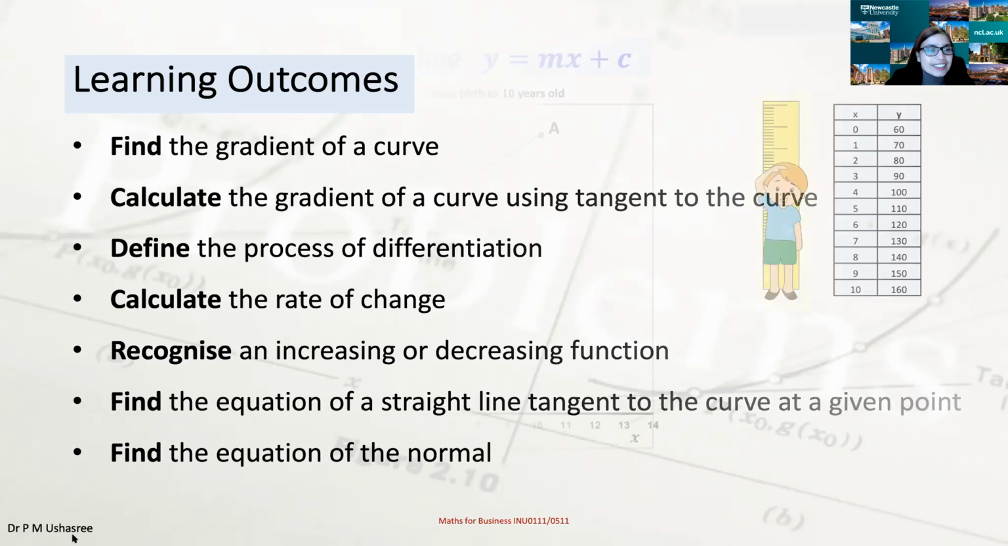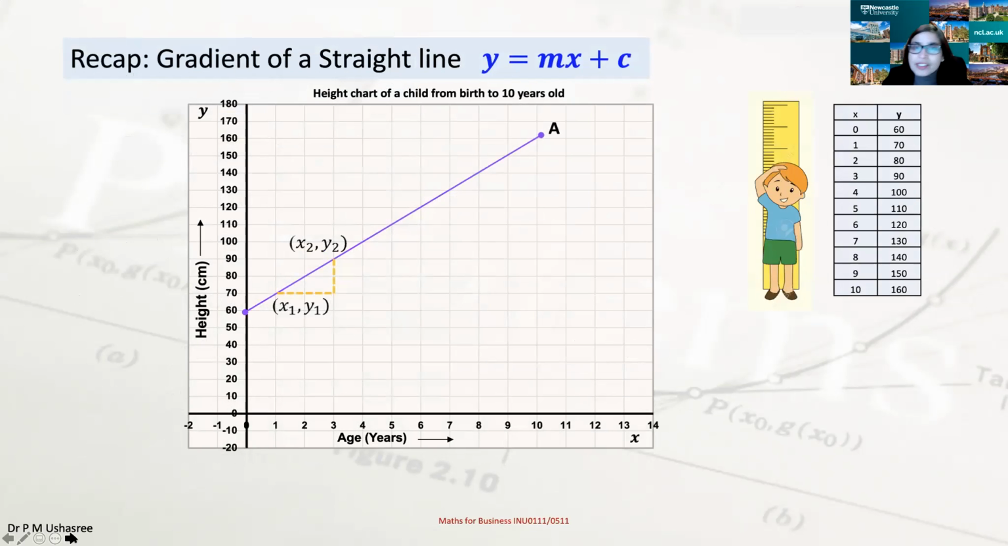Okay, so let's start with our straight line equation, which we have seen in week 5. And we have seen this example of the height chart of a child from birth to 10 years old. As you can see, as the x value increases, the y value is increasing. It's a linear relation. Yes.